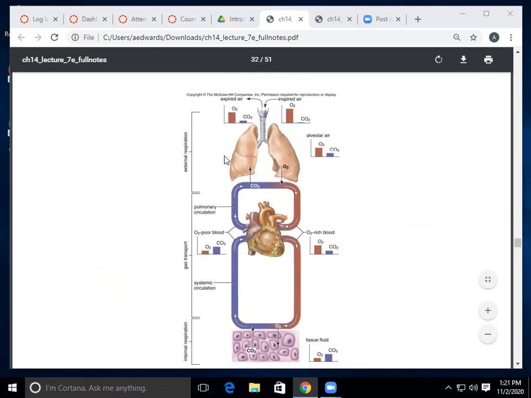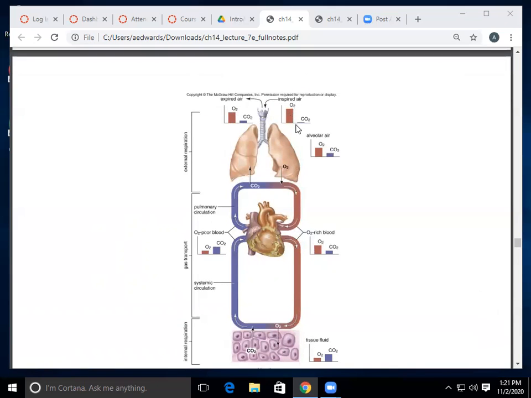You're going to get rid of the CO2 as it goes from the blood capillary into the lungs, and it goes out. A finer point: the concentration of oxygen, even in expired air, is typically still higher than the concentration of CO2, but it's not as high as it was in inspired air, because some of that oxygen went to the tissues.